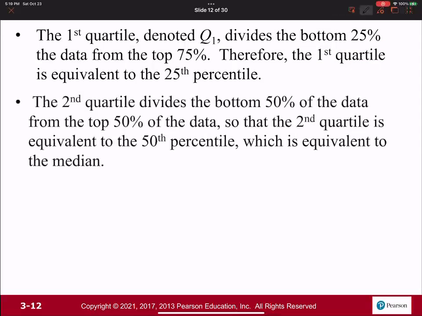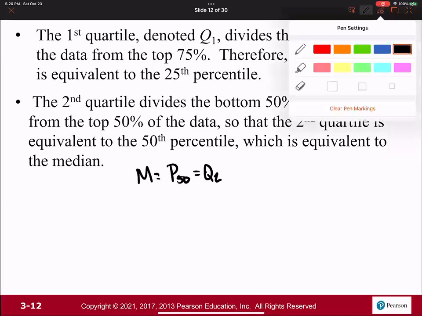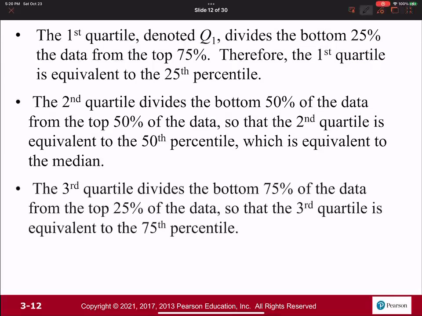All right, and next we have the second quartile, which divides the bottom 50% from the top 50%. The second quartile is equivalent to the 50th percentile, also equivalent to the median. So that's another fun one. So we have the median, which we learned in section 1, is equal to the 50th percentile, because we're looking at 50% of the data below and above it. And the last one is going to be Q2. So all 3 of those are equivalent to each other, which I find kind of fascinating.